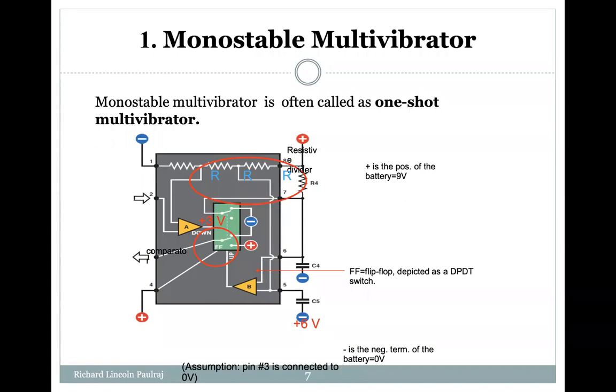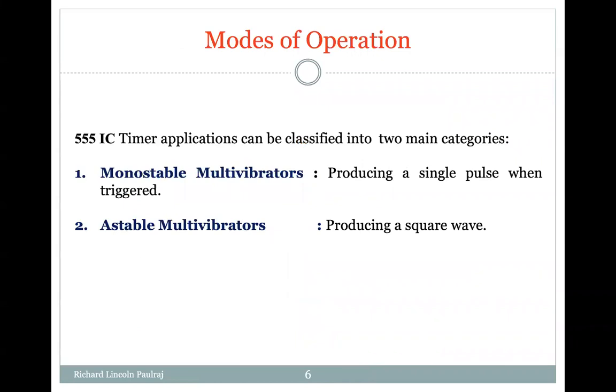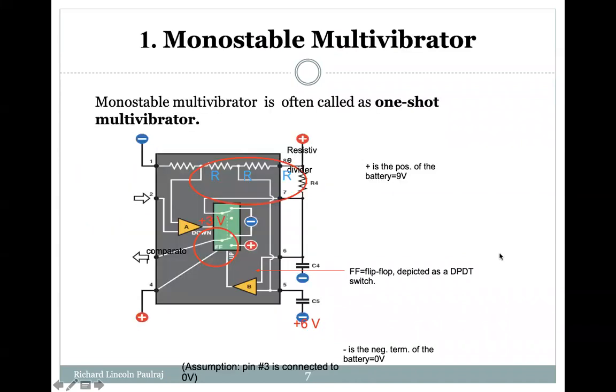The reason why we call it one-shot multivibrator is because we need to trigger it. As soon as we trigger, there is a pulse that gets generated. If it's not triggered, then there's no pulse getting generated. Whereas in astable, irrespective of triggering, it keeps on producing square waves. So that's the difference between monostable and astable.